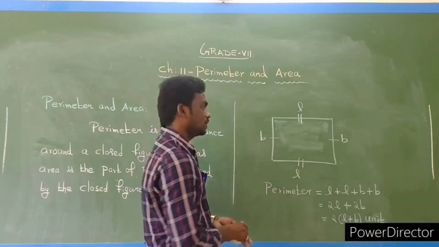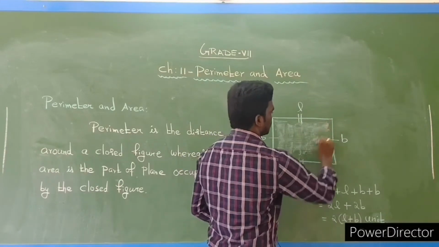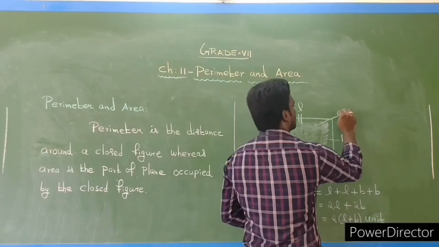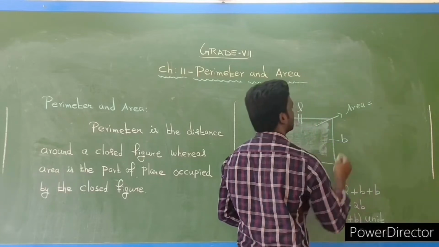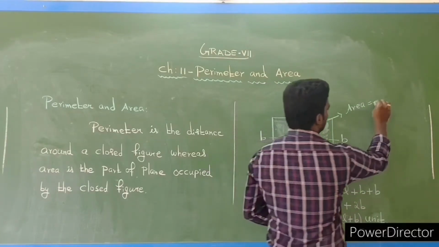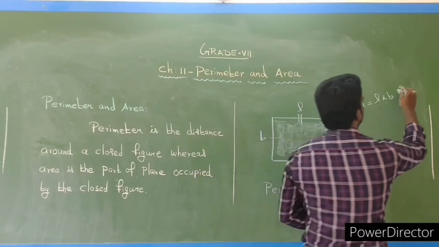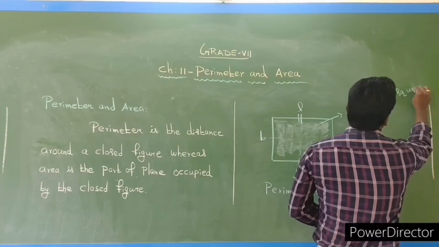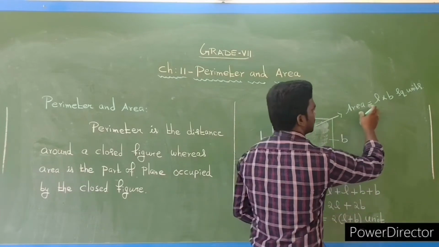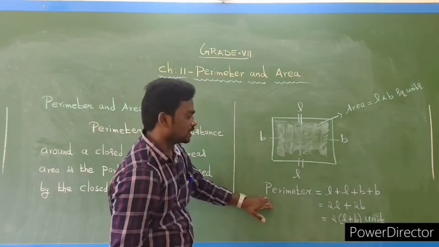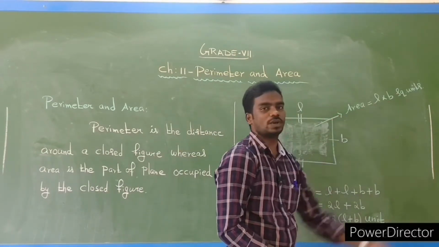Next, what is area? We know area is the region or the space occupied by this rectangle. So, what is area here? Area is the space or region occupied by this rectangle. So, the base is the length, and the next one is the breadth. So, area is equal to length into breadth. What is the unit? Square unit. The perimeter measure is in unit, and the area measure is in square unit. So, the perimeter of the rectangle is 2 into (L plus B). What is the area of the rectangle? L into B square units.